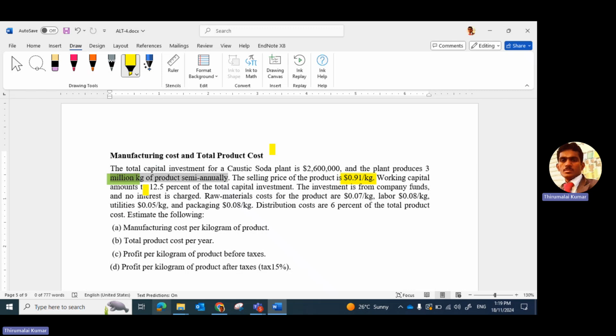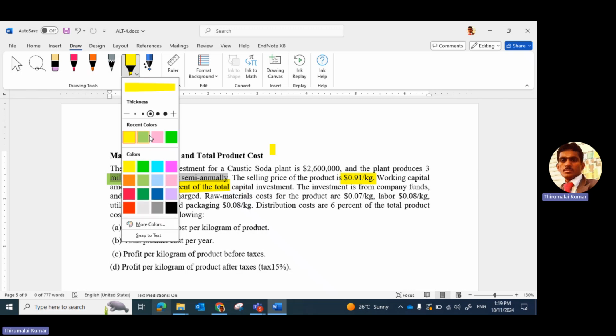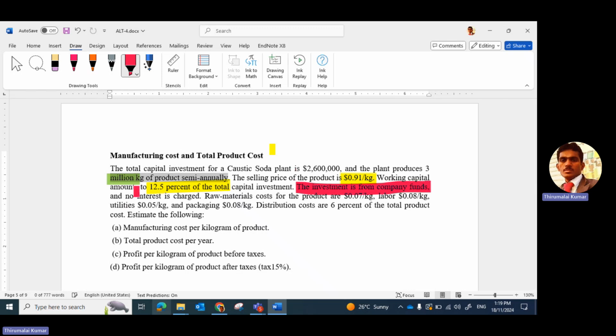In addition to that, working capital is 12.5% of total capital investment. The investment is from the company fund. So they are not going to borrow any money from the bank. So there is no interest charged. Therefore, the fixed cost amount will be 0.